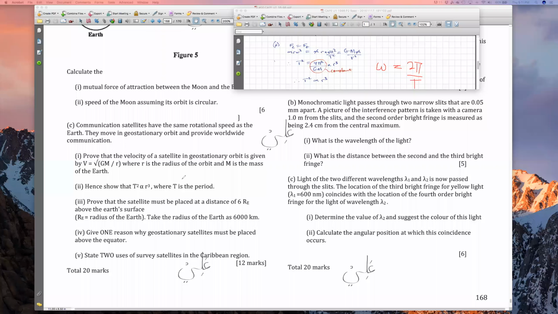Up to speed there. That's pretty straightforward. Again, the next one, give a reason. Right, this other part. Prove that the satellite must be placed a distance 6 RE above the equator.